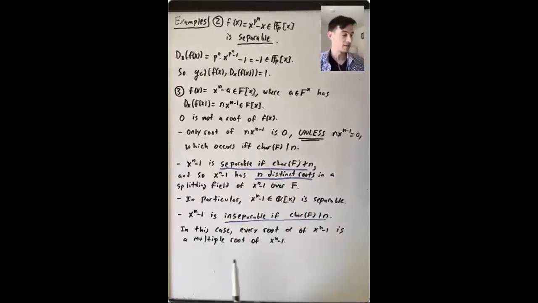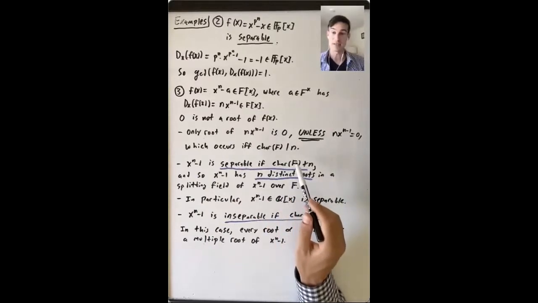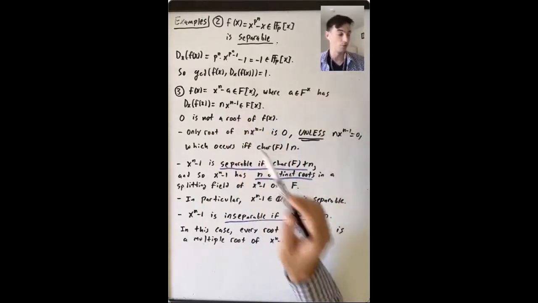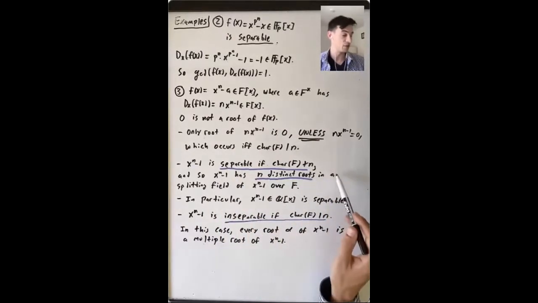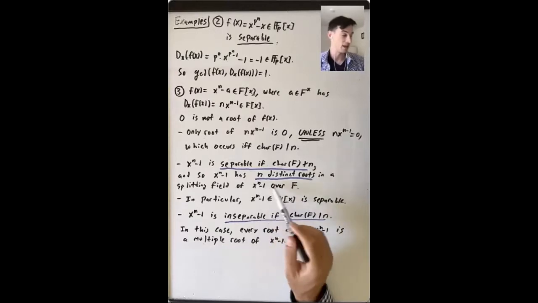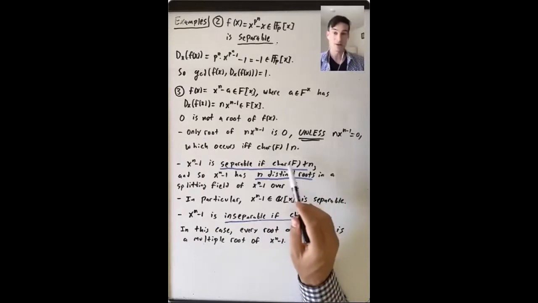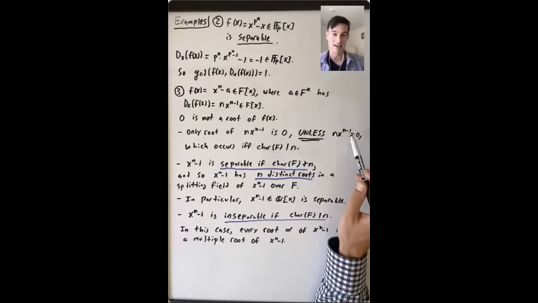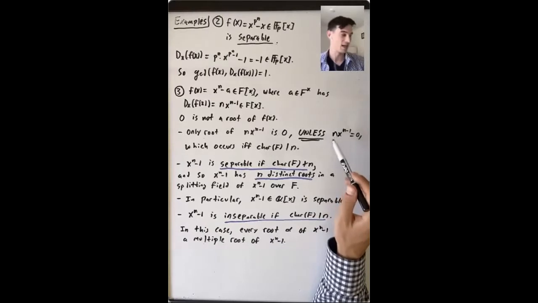Okay, so what does this tell us? Well, x to the n minus 1 is separable if the characteristic of F does not divide n, because then f of x and its derivative have no roots in common. So what does that mean? That means that x to the n minus 1 has n distinct roots in a splitting field of x to the n minus 1 over F. So in particular, if the characteristic of F is 0, the characteristic of F, 0, does not divide n.